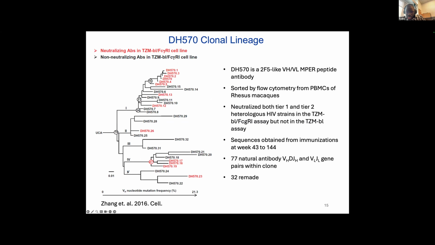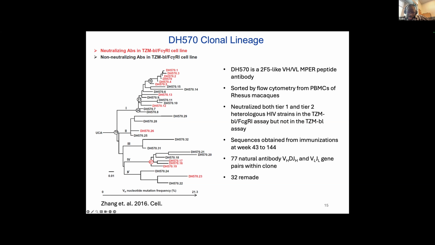Next, we wanted to see how Dowser could perform as the number of sequences increased, whether we could use it to infer an accurate phylogeny for rhesus macaques, as highlighted earlier. We therefore tested Dowser on the DH570, a rhesus macaque antibody lineage, which originally comprised 32 members or sequences.